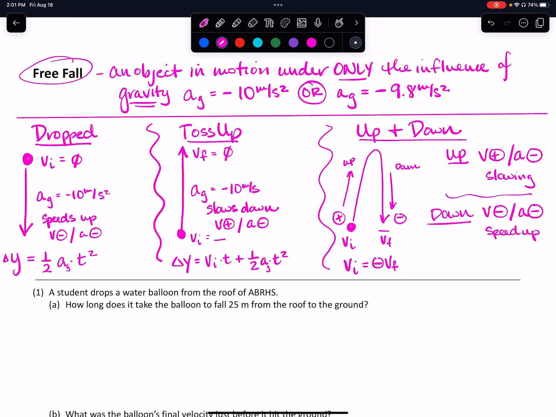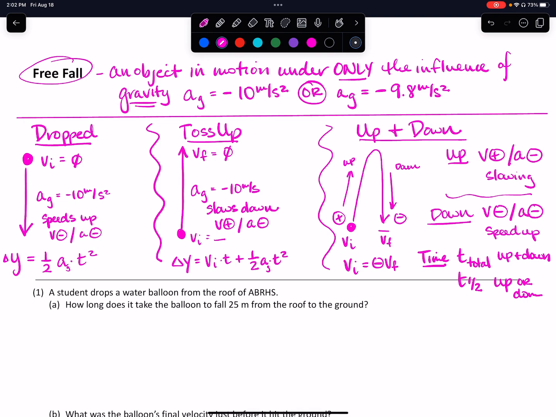All right, we're going to be using the same formulas that we have for our acceleration problems. We're just going to be putting in gravity's value for acceleration. All right, one other thing to keep in mind is time. All right, there are two versions of time. There's the total time, that's up and down. And then there's what we call the half time, that's just up or down.